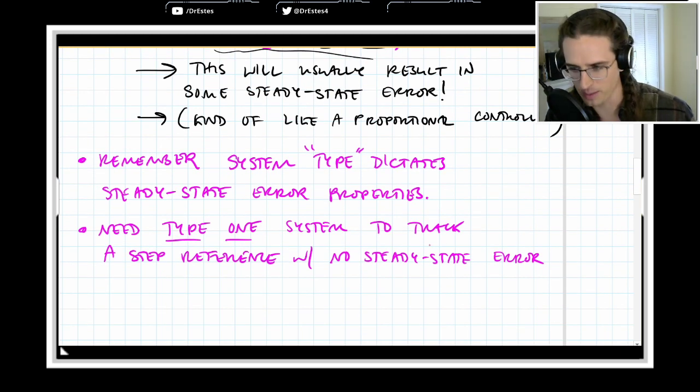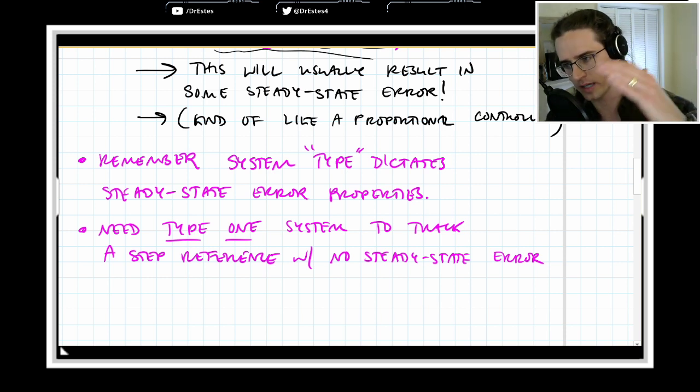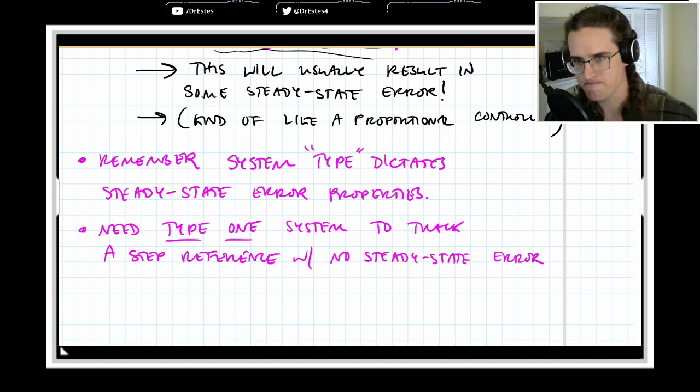Okay. We need a type 1 system. So I'll just finish this little line of reasoning. I know we're running a little bit over. I'll finish this little line of reasoning and then we'll get into how to implement this last time.